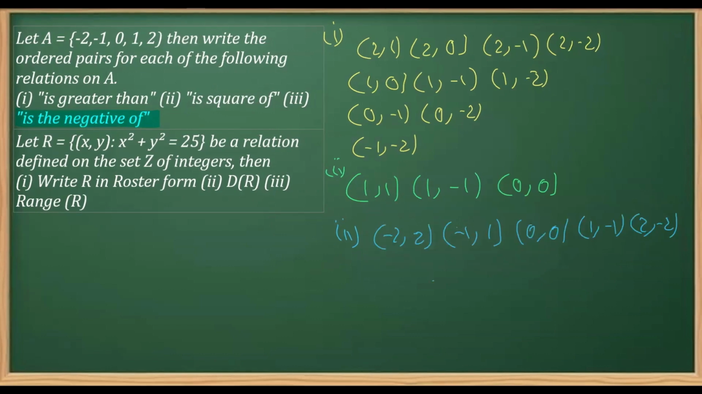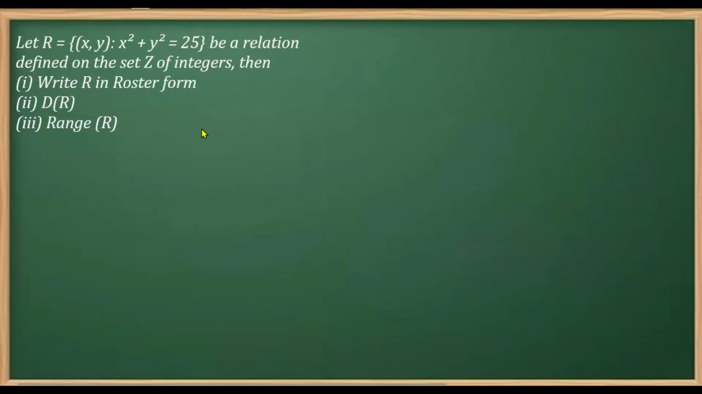Now we have one more question over here. Let's go. In the third part, it says let R be a relation over here, where x, y is an ordered pair such that x square plus y square is equal to 25, a relation defined from the set Z of integers. And in the first part, what we have to do is to write R in the roster form.